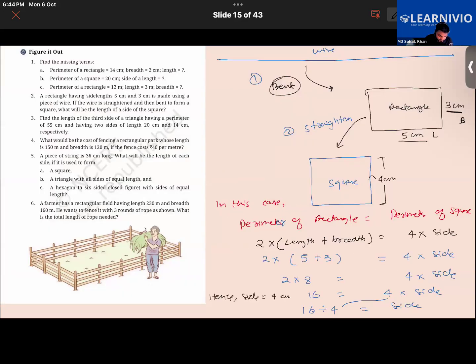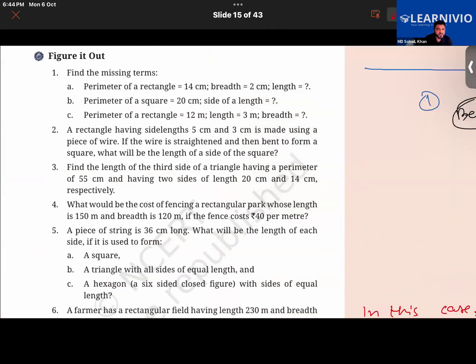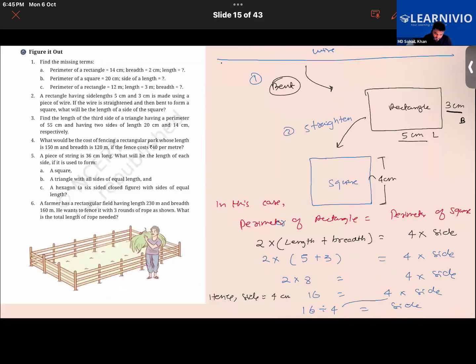Try to solve third question. Whenever you have to solve any question, whether it be in mathematics or science, at least read the question 2 times. Then only proceed. I will just explain the question and provide some hint so you can solve it. The question is: find the length of the third side of a triangle having a perimeter of 55 centimeter and having two sides of length 20 and 14 centimeter respectively. So there's a triangle. One second. Can I erase this?